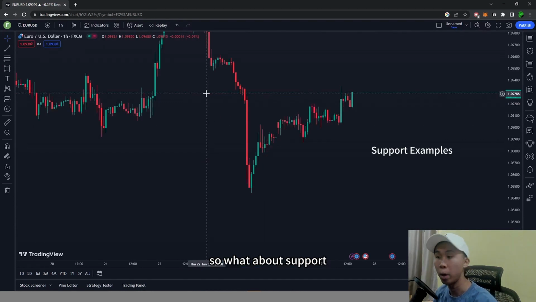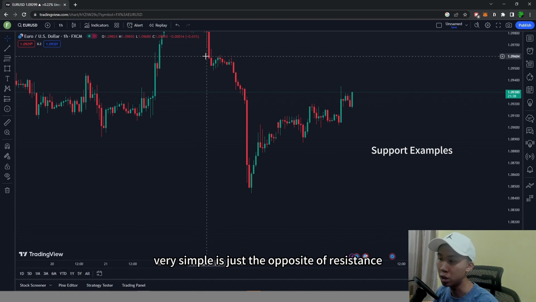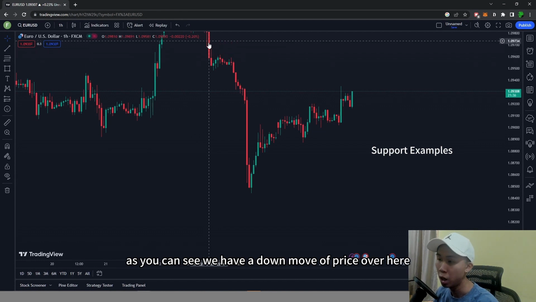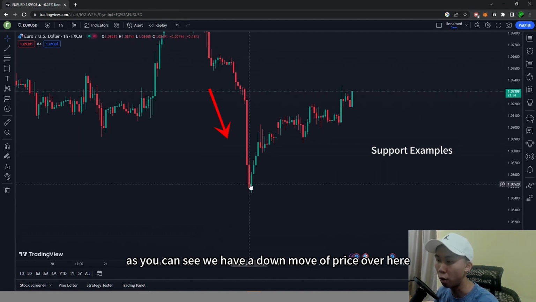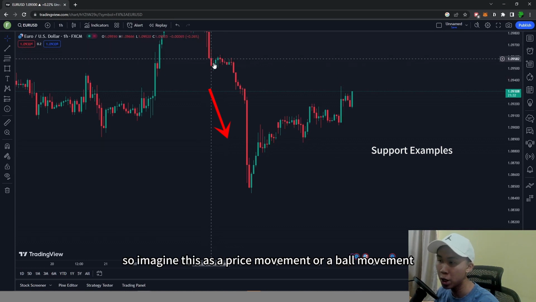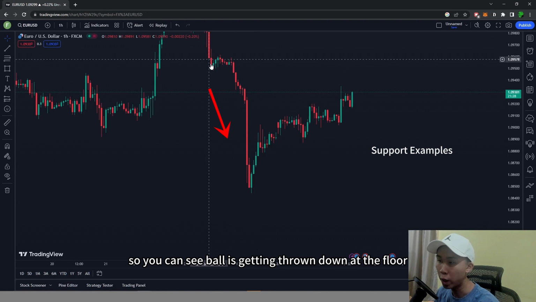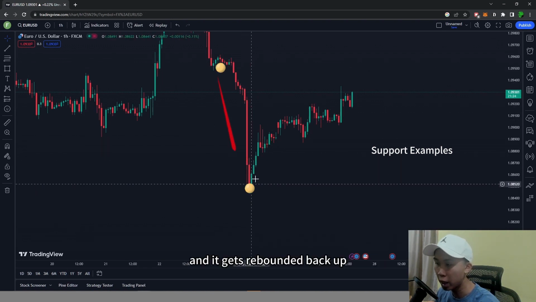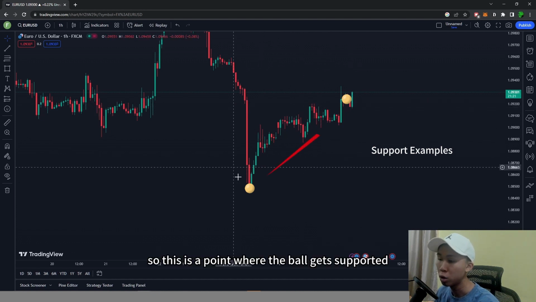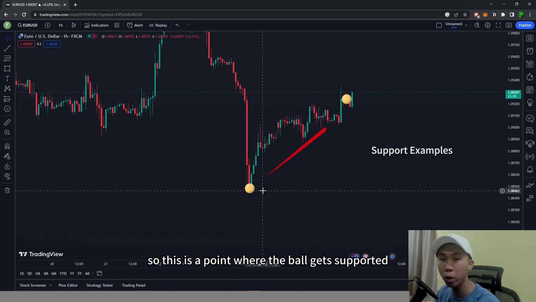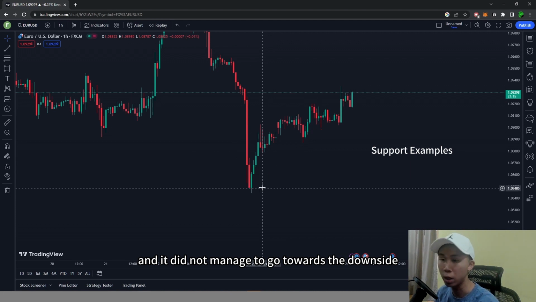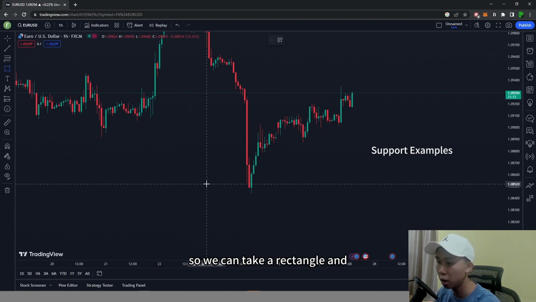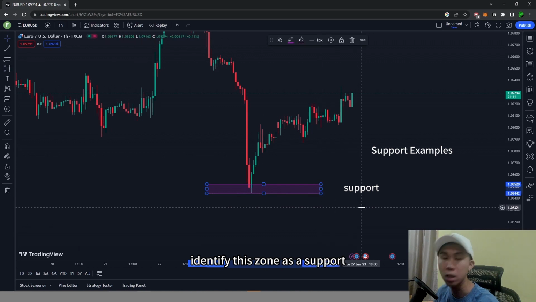So what about support? Very simple. It's just the opposite of resistance. As you can see, we have a down move of price over here. So imagine this as a price movement or a ball movement. So you can see ball is getting thrown down at the floor and it gets rebounded back up. So this is a point where the ball gets supported and it did not manage to go towards the downside. So we can take a rectangle and identify this zone as a support.